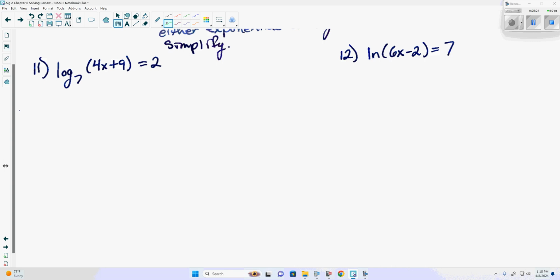Number 11, log base 7 of 4x plus 9 is equal to 2. The log is by itself, and we only have one of them. Now we use logs to get variables out of exponents. Now we're going to put this as an exponent to get rid of the log.